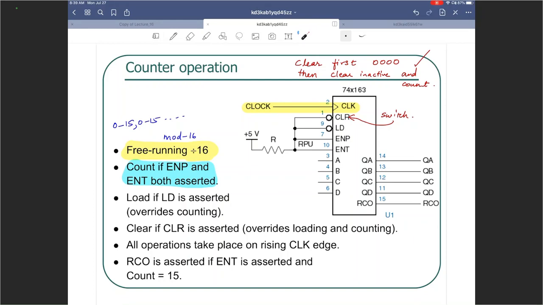Now in simulation, you have to do this. In practice, you don't have to do this. In practice, it would randomly power up, right? So in practice, what is the reality? The reality is, if you don't clear, then it will start at some random power up state.